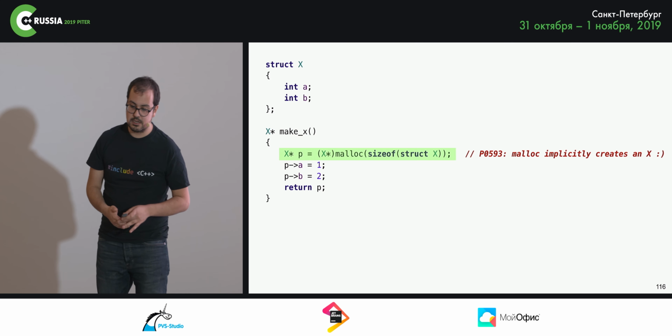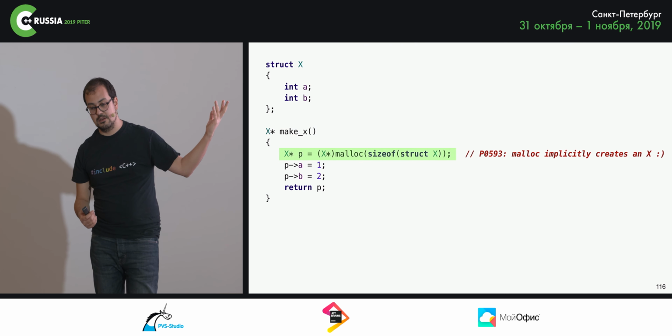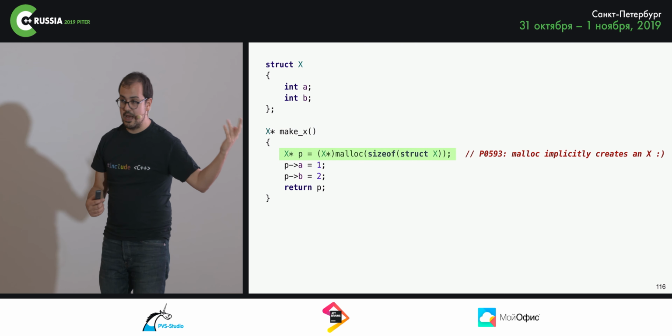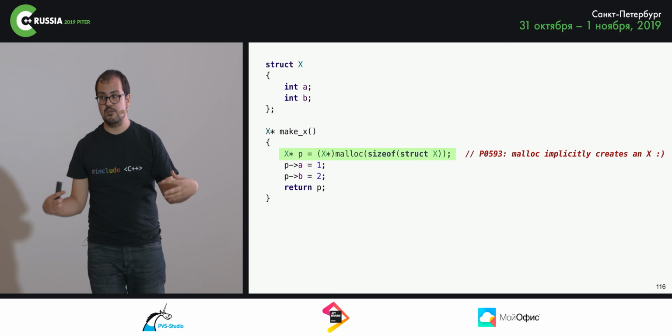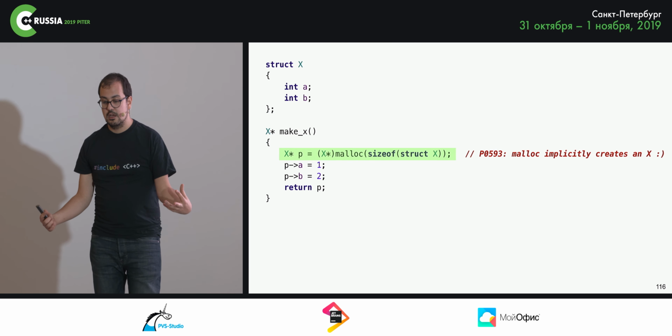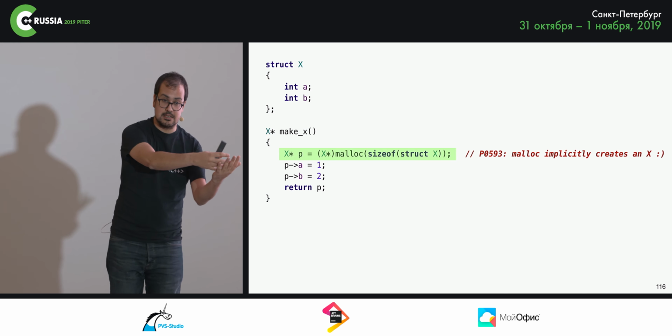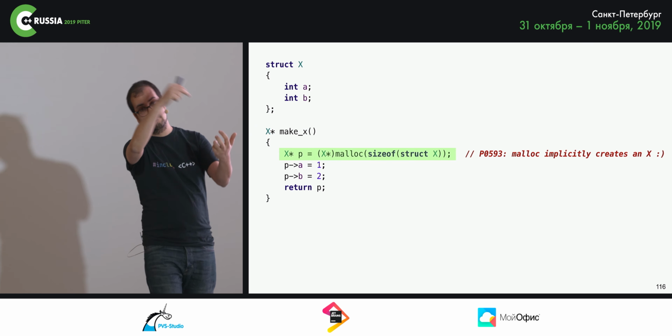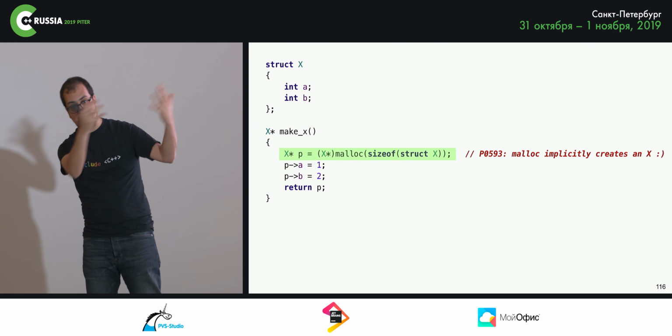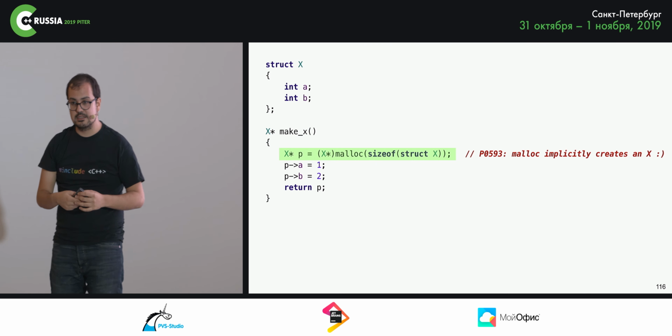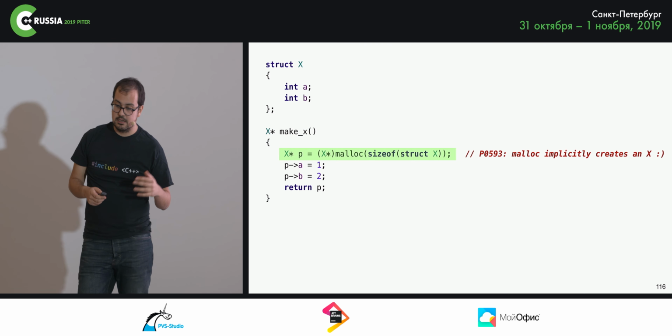Okay, so in this code, this would become okay, because now it says malloc is one of those functions that can implicitly create an object. So if you do malloc and then you access this object, then it creates it and then you access it, implicitly. And this is the situation.